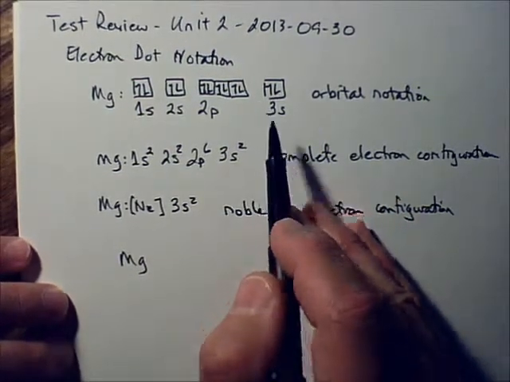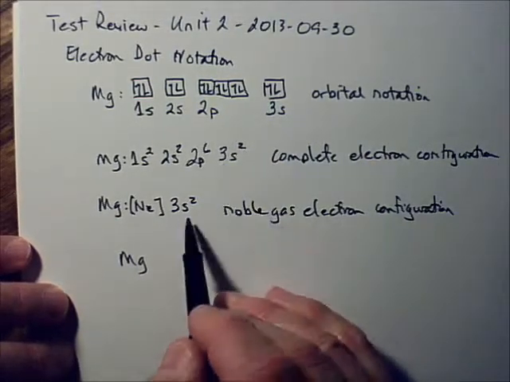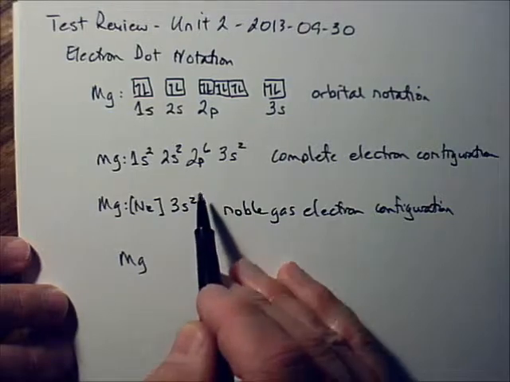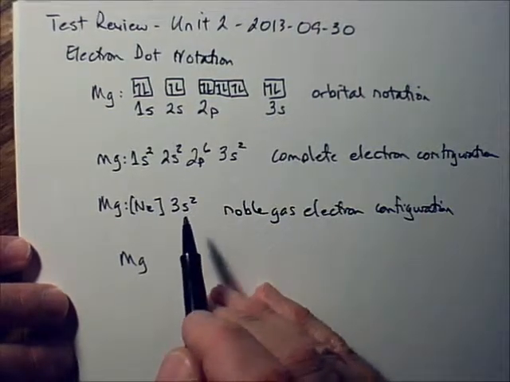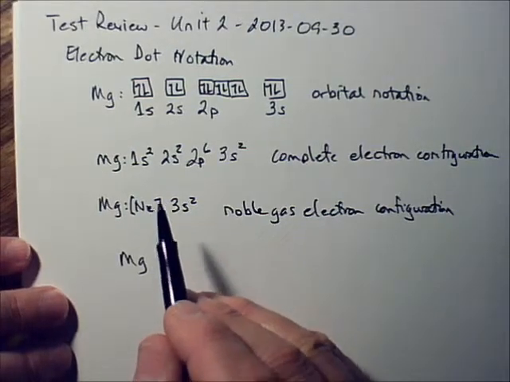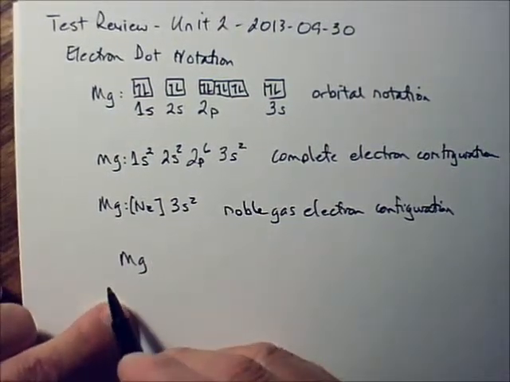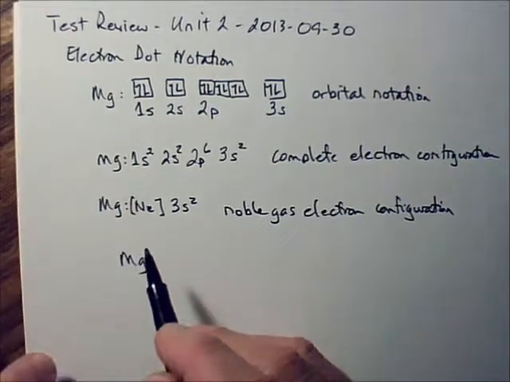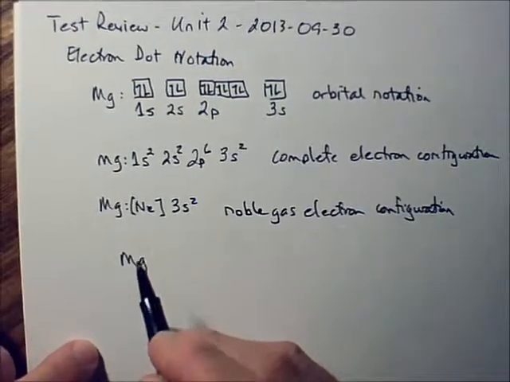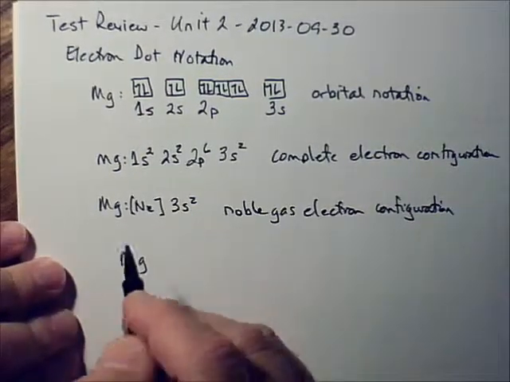You can see it here in orbital notation. You can see it here in the complete electron configuration. You can see it here in the noble gas electron configuration. So if we only need 2 electrons, the rule about electron dot notation is we're going to put 1 dot on each of 4 sides. We imagine there's a square around this. Don't actually write a square, just imagine it. And put as many dots as you need. And you stop when you finish. We only need 2. 1 on each of the 4 sides.